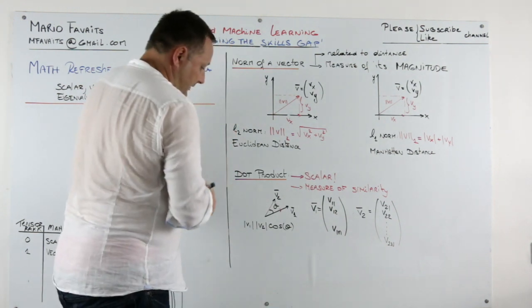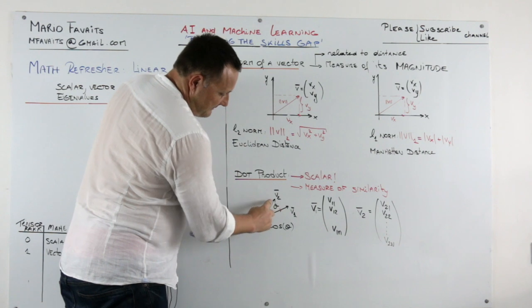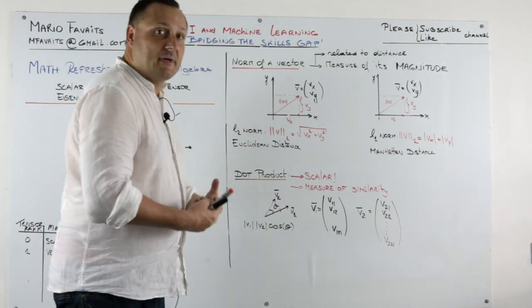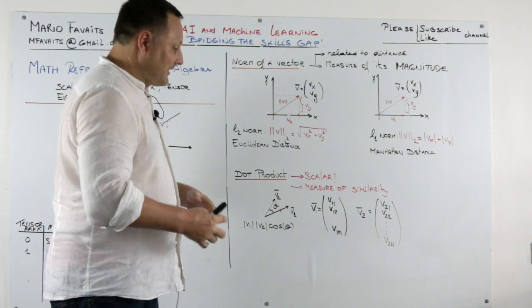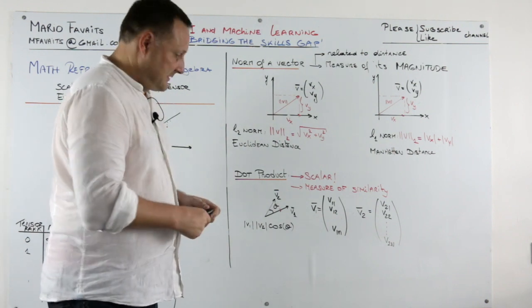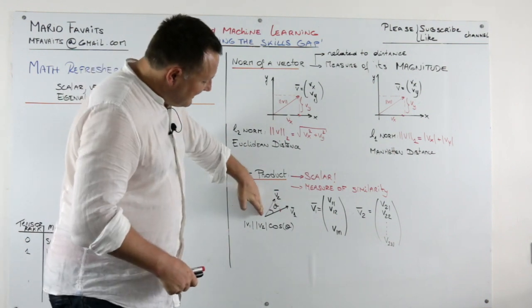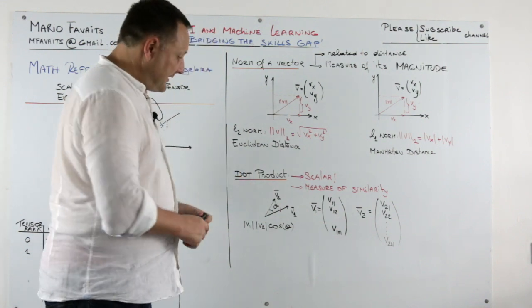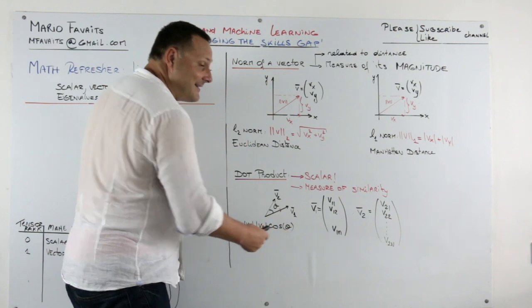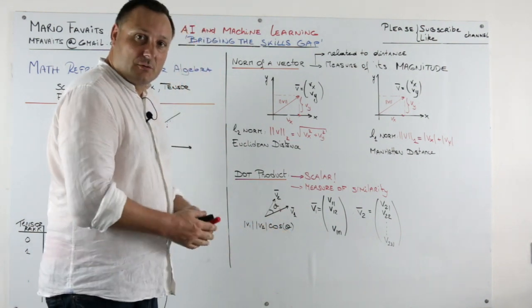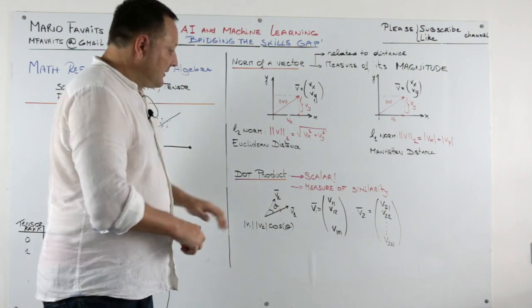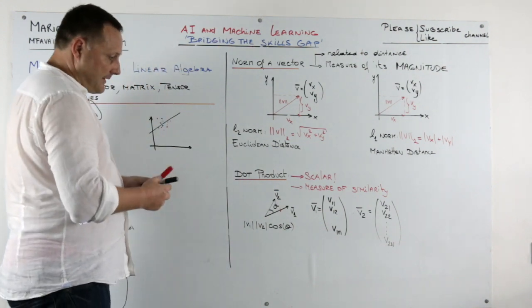So it's obvious that if theta is 0, the cosine is 1, your dot product will be maximum. Yeah? So high similarity. If v1 is perpendicular to v2, then the cosine of theta, in this case 90 degrees, is 0. Yeah? So they're totally not similar. Yeah? So we're going to use it as a measure of similarity.